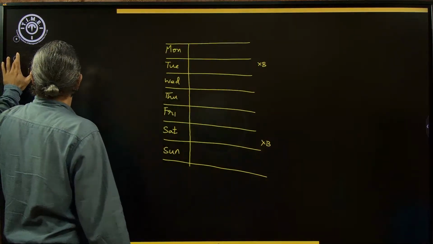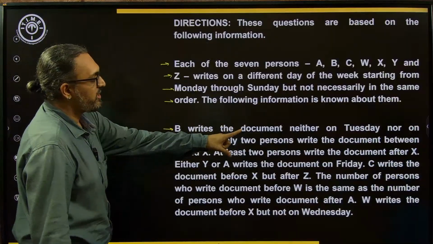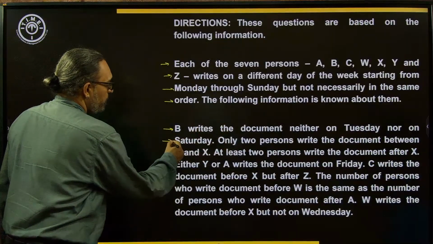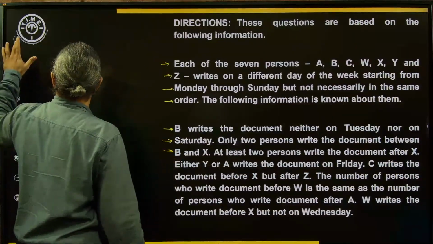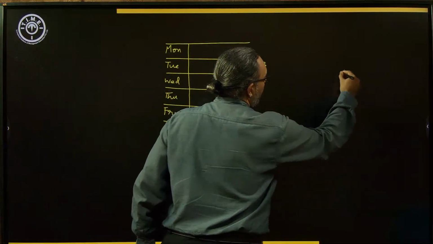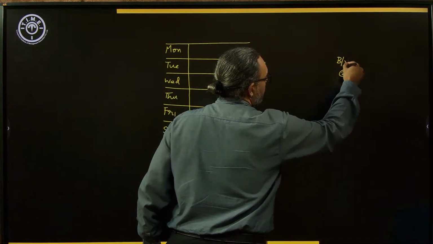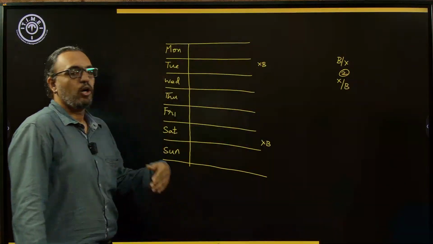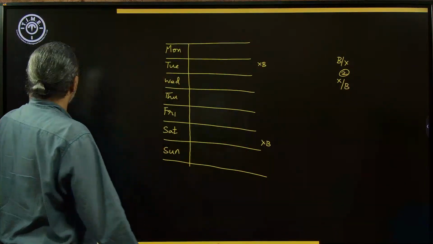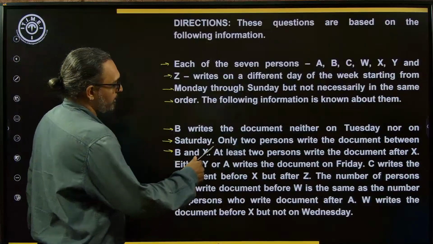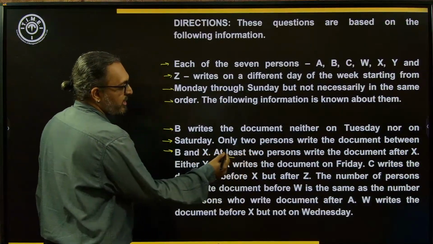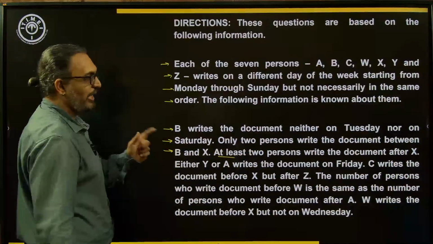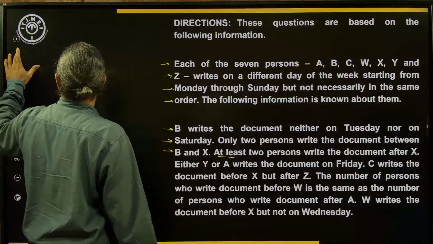Then only 2 persons write the documents between B and X. So only 2 people are there between B and X, but I don't know what the order is. B could be above X, before X or after X. Then at least 2 persons write the document after X. So at least 2 people after X.